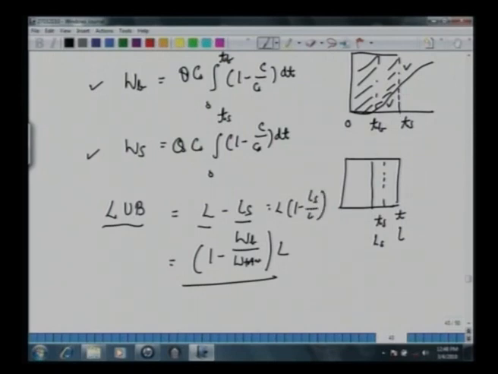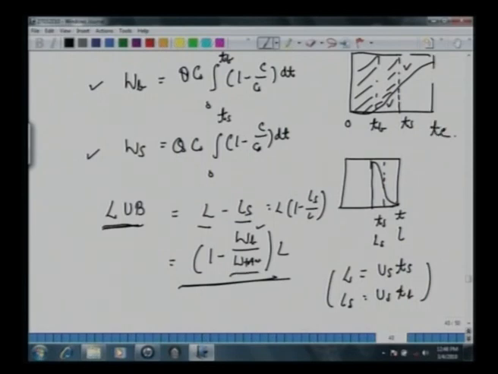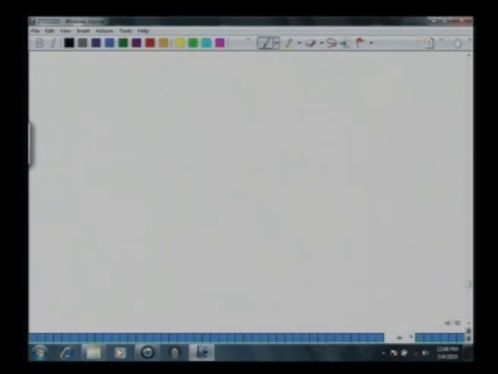LS corresponds to this TB, right? When we have the total bed saturated, you call it L, we said that US into TS, and this LS was US into TB. So you should look at both the figures, this MTZ profile and this breakthrough profile, to convince yourself that LUB can also be determined from here: 1 minus the total amount absorbed till breakthrough time over the total amount till this TE time. Okay, now we can take this example.